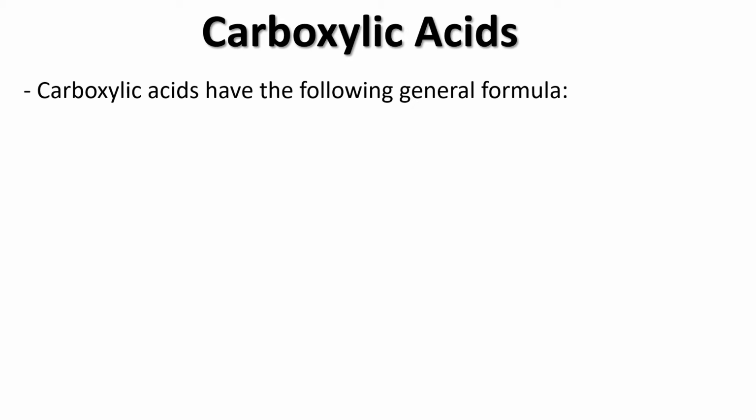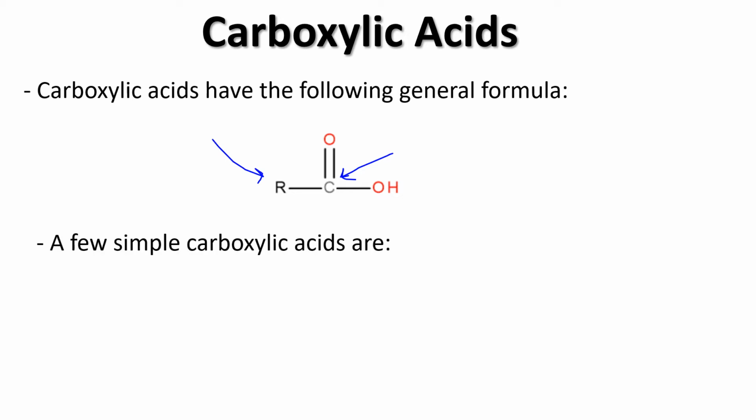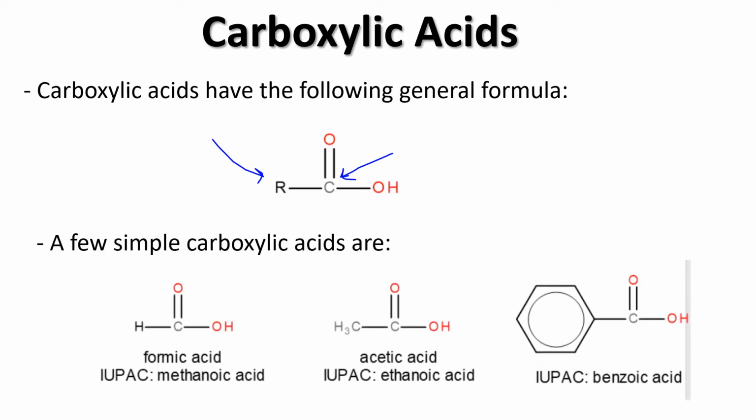So carboxylic acids have the following general formula. Again, this R here stands for any old number of carbons. This is considered to be our primary carbon, and that will be part of our longest chain length. That'll come into play when we name. So here are a few simple ones. This one only has one carbon, methanoic acid or formic acid. Here we've got two, and here we have the benzene ring attached to the carboxyl functional group.